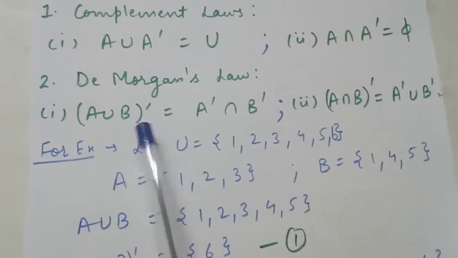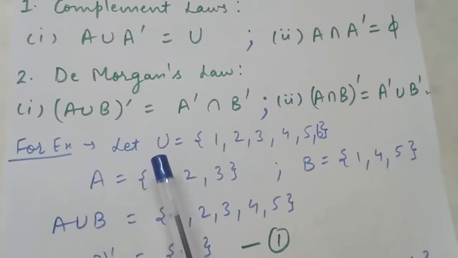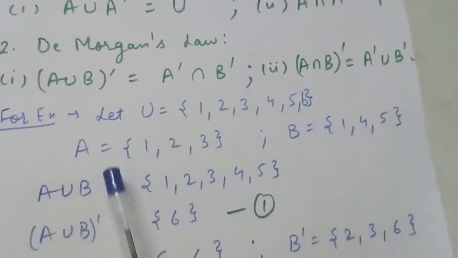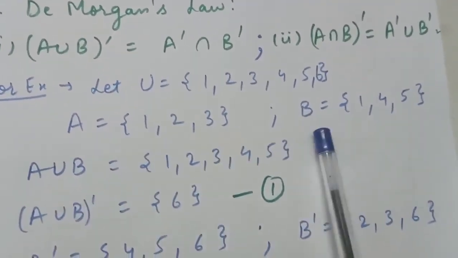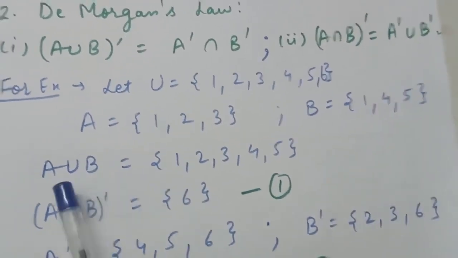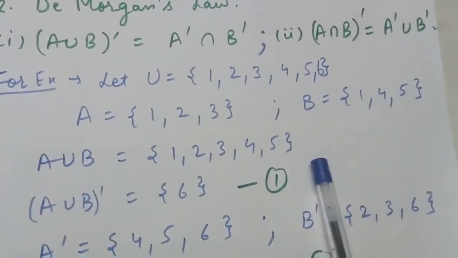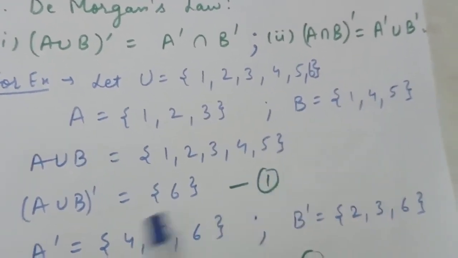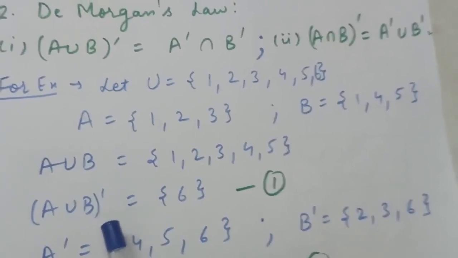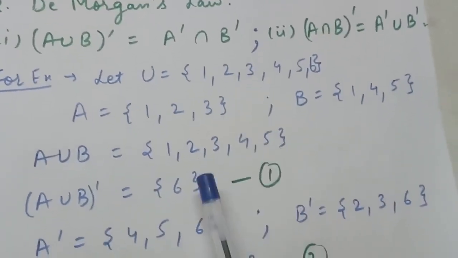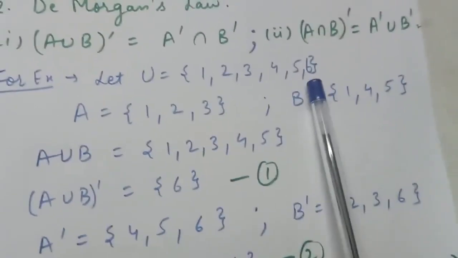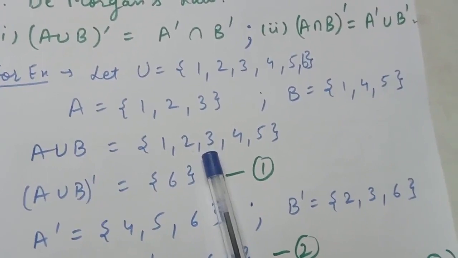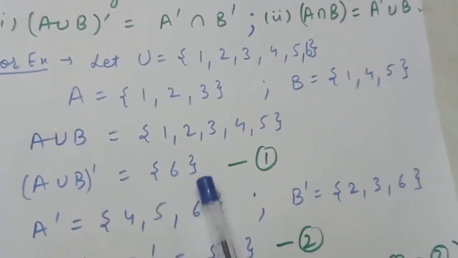So let's take one example to understand the first part. Let U be the universal set 1, 2, 3, 4, 5 and 6. Let the set A be 1, 2, 3 and the set B be 1, 4, 5. So union of A and B will be 1, 2, 3, 4, 5, containing all the elements of A and B. A union B complement will be the elements which are in the universal set but not in A union B. So 6 is the only element which is in the universal set but not in the union. So A union B complement is 6.